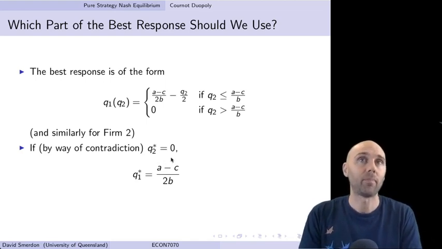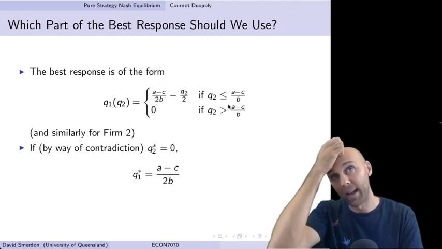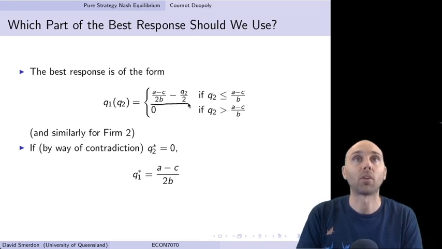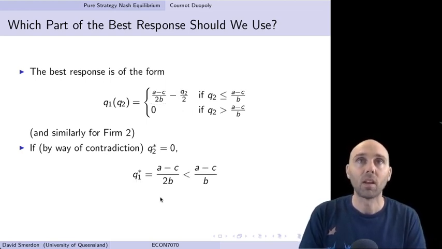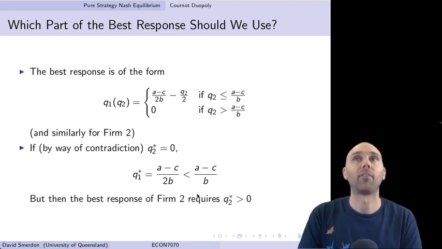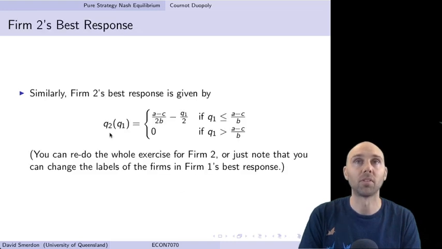So if it is 0, then we know that means that Q2 is definitely less than A minus C over B. Remember, A is greater than C. So then we know that Q1 should produce this amount here, but Q2 is 0, so we can get rid of that. So Q1 is producing A minus C over 2B. But if Q1 is A minus C over 2B, that is definitely less than A minus C over B. So now if we look at firm 2's best response, I'll go back and show you. So if we go to firm 2's best response, we know that firm 1 is now definitely producing less than A minus C over B, which means that firm 2 must be producing a strictly positive amount.